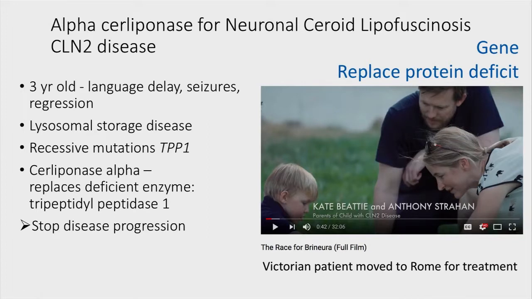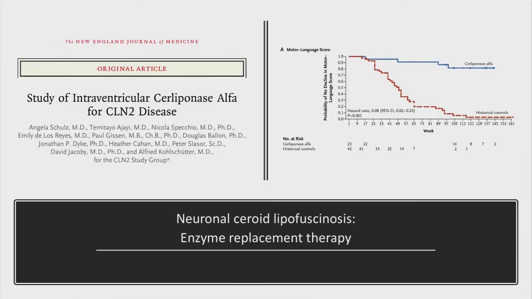So it's not actually gene therapy, it's, if you like, replacing what's missing. And at the time that Tom was diagnosed, this replacement called cerliponase alfa had just been identified in 24 children, I think, to have changed the natural history and stop the progression. And here you see the data, and here you see the natural history.